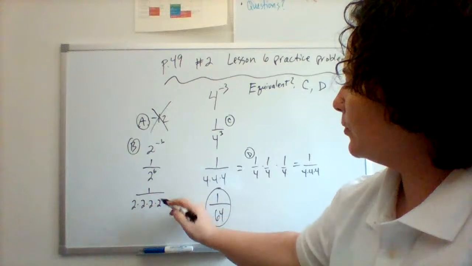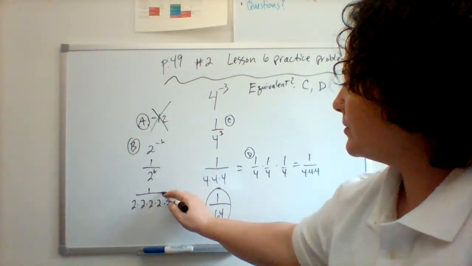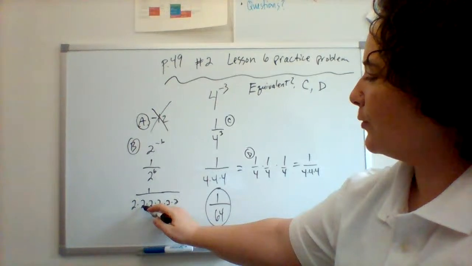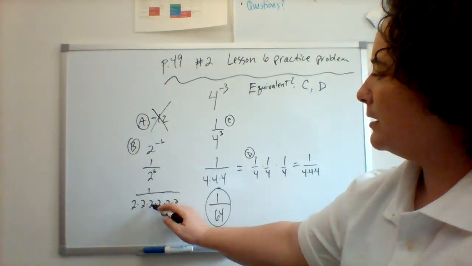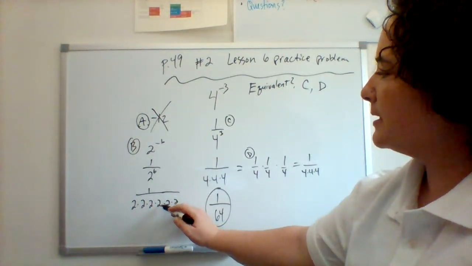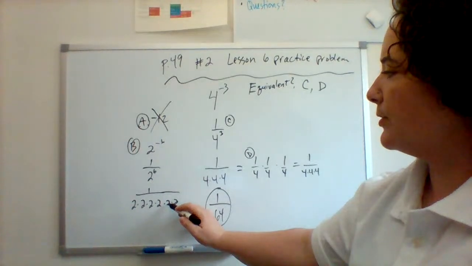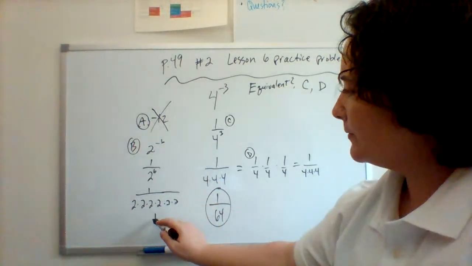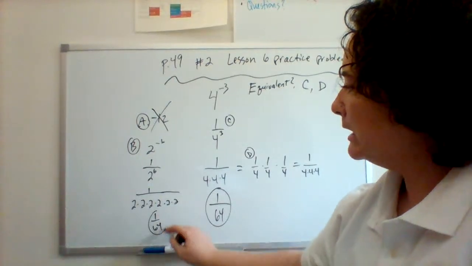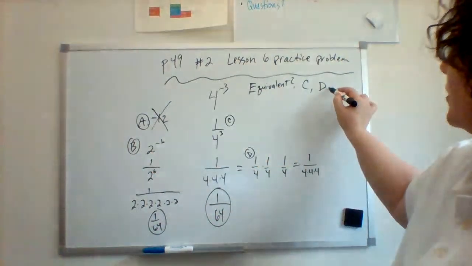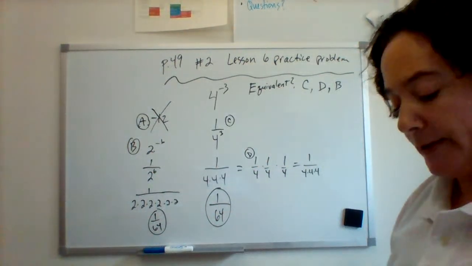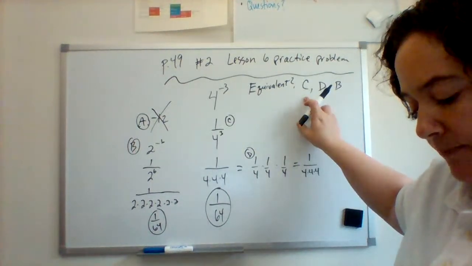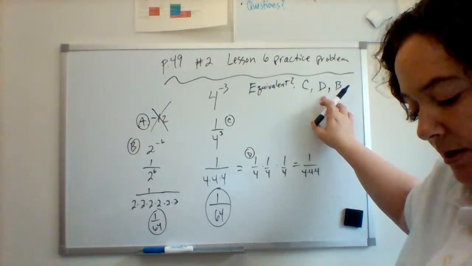1, 2, 3, 4, 5, 6. Okay, 2 times 2 is 4. 4 times 2 is 8. 8 times 2 is 16. 16 times 2 is 32, and 32 times 2 is 64. Interesting, right? There you go. And this was letter B, so B is also equivalent. We already took care of C. We already took care of D.